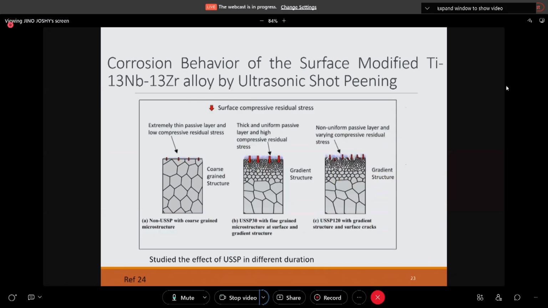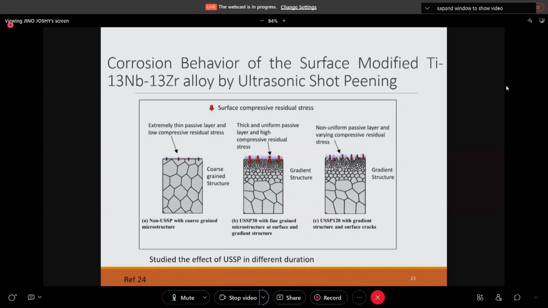Okay, these are some of the case studies I have included. Here, the corrosion behavior of surface modified titanium 13 niobium 13 zirconium alloys has been studied. This titanium 13 niobium 13 zirconium is a potential biomaterial. Once we use this material in the application, what will be happening? It can be prone to corrosion, and also it can be subject to cyclic fatigue. Just suppose this is a beta kind of titanium alloy.